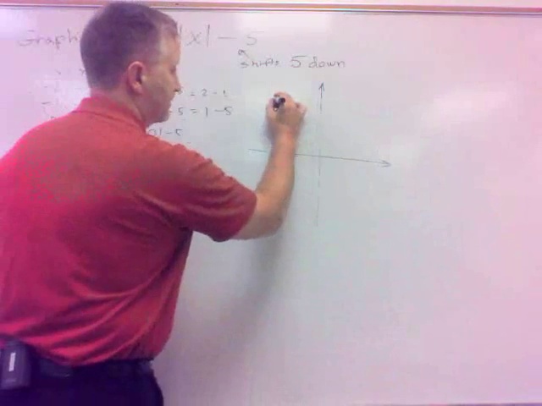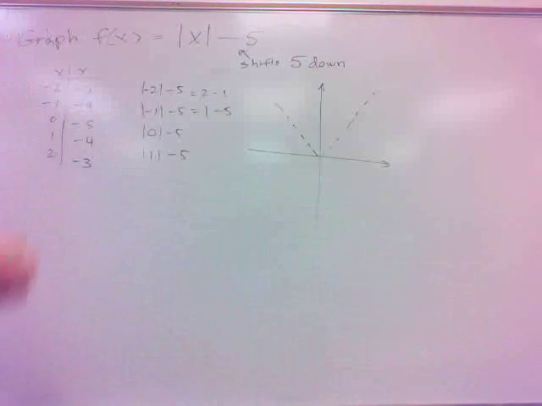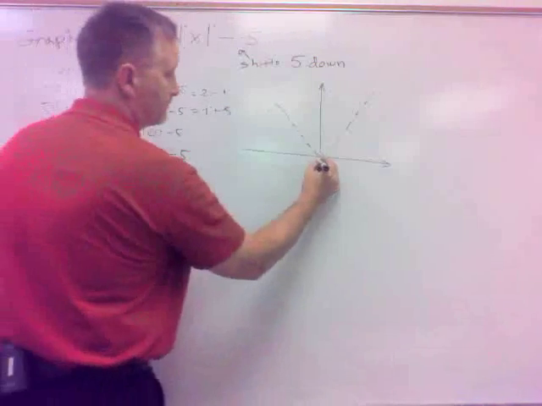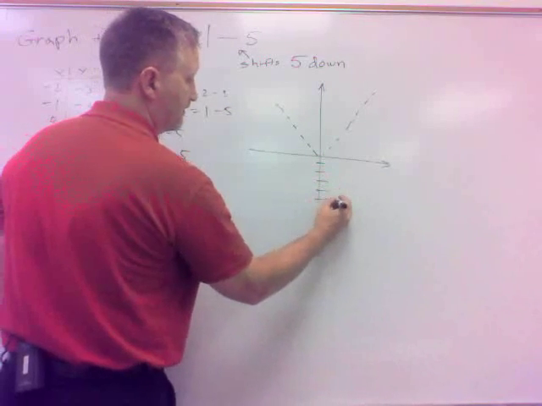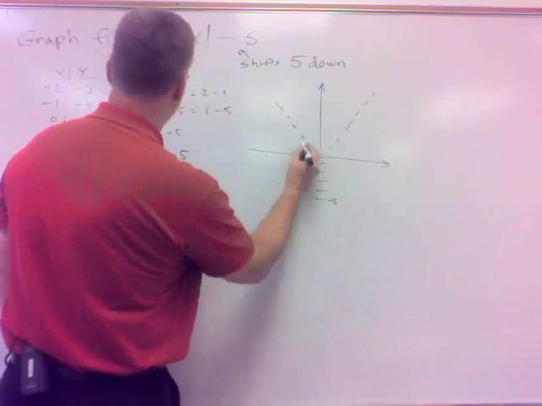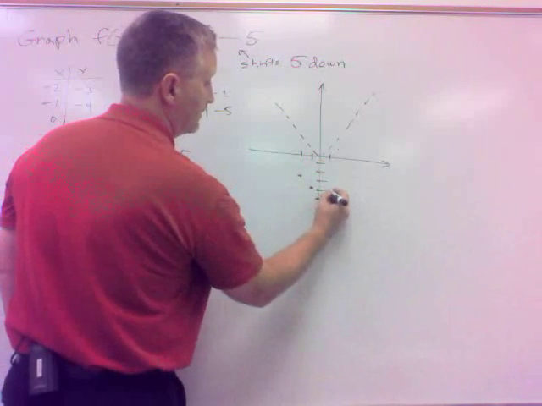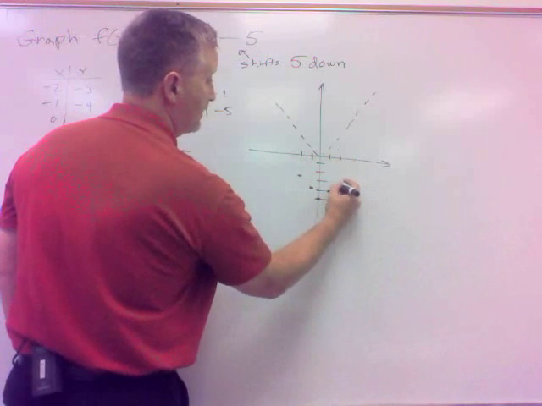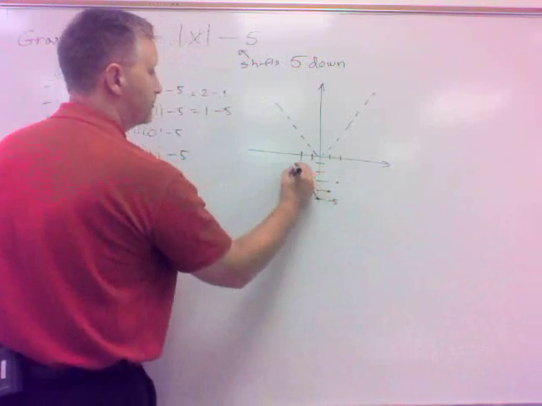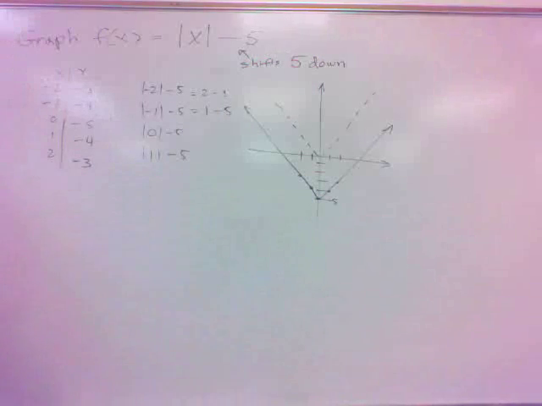Here's kind of the absolute value right there. So I should see that move down 5. 1, 2, 3, 4, -5. All right, let's see if that happens. -2, I'm at -3. Yep. -1, I'm at -4. 0, I'm -5. 1, I'm at -4. And 2, I'm at -3. There you go. All right?